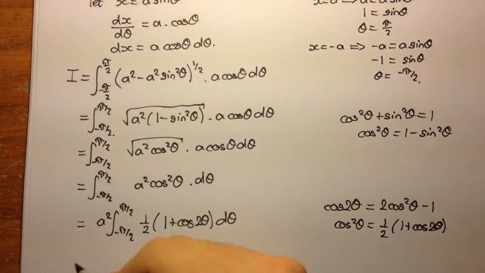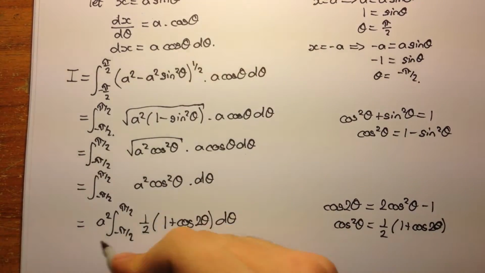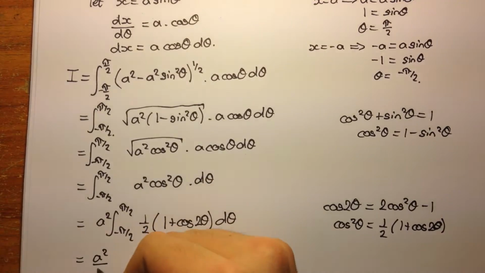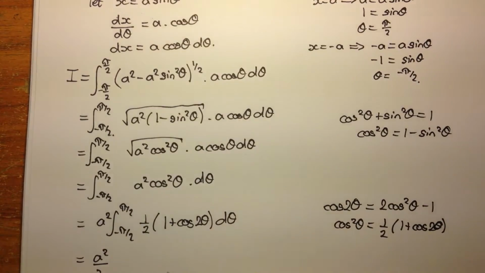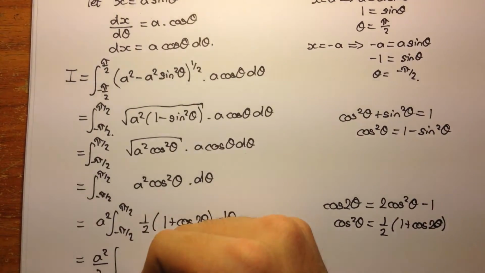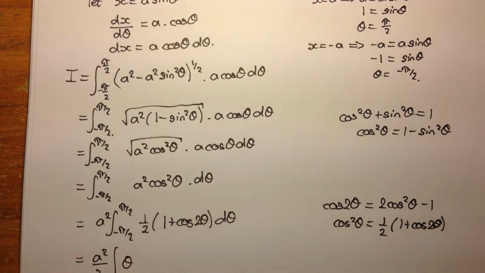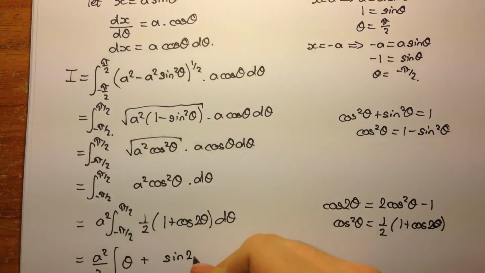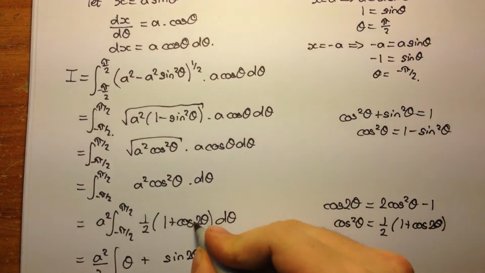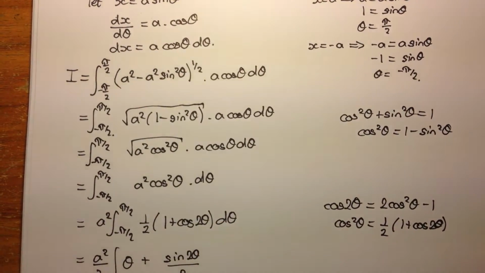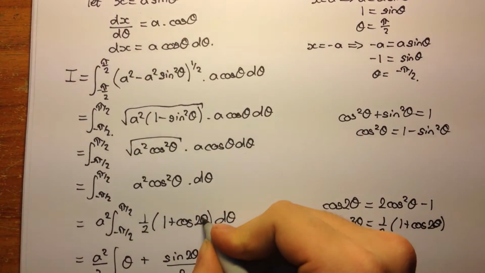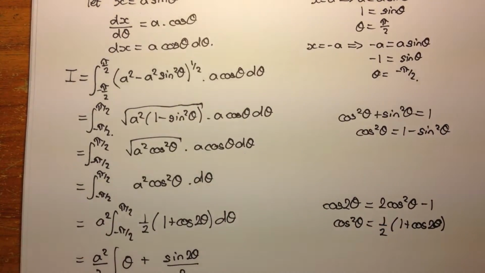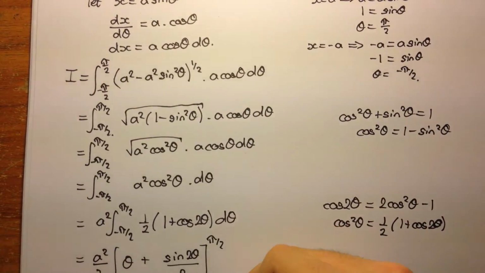Okay, now again a half is just a constant, so we can take that outside the integral. And now we can integrate this. This is fairly simple to integrate now. So the integral of 1 is just theta. The integral of cos 2 theta is sine 2 theta divided by the inside derivative here, which is 2. So we got this 2 on the bottom from the derivative of 2 theta, which is 2. Right? And this is evaluated between pi over 2 and minus pi over 2.